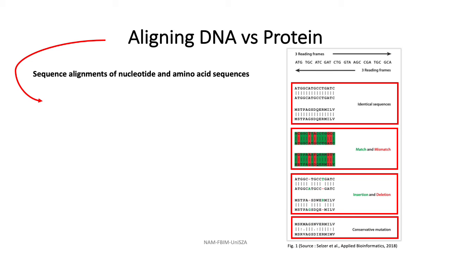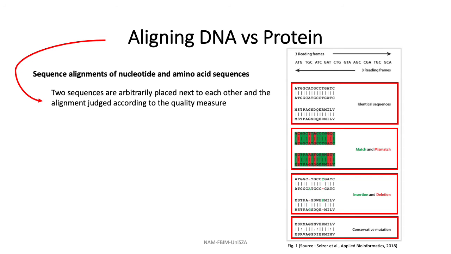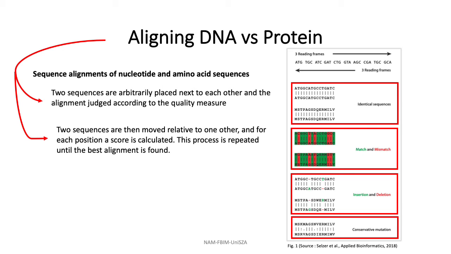In sequence alignment of nucleotide and amino acid sequences, two sequences are arbitrarily placed next to each other and the alignment is judged according to a quality measure. Two sequences are then moved relative to one another, and for each position a score is calculated. This process is repeated until the best alignment is found.